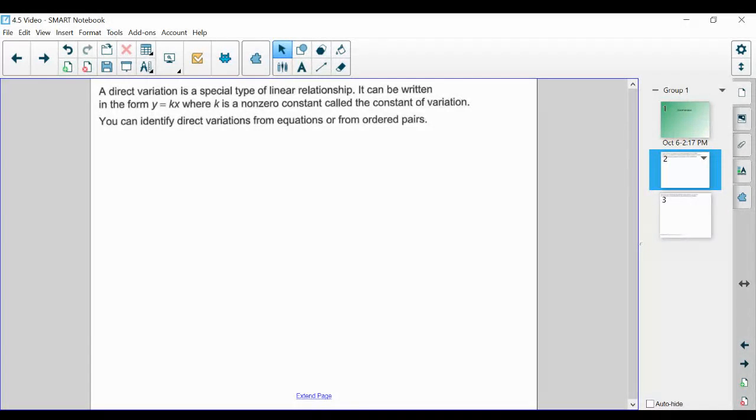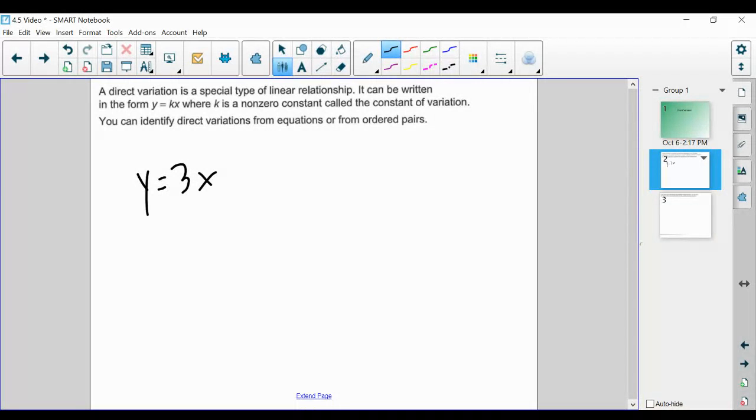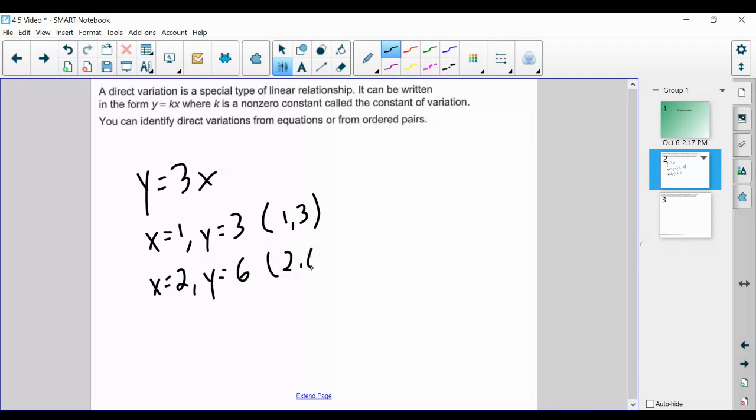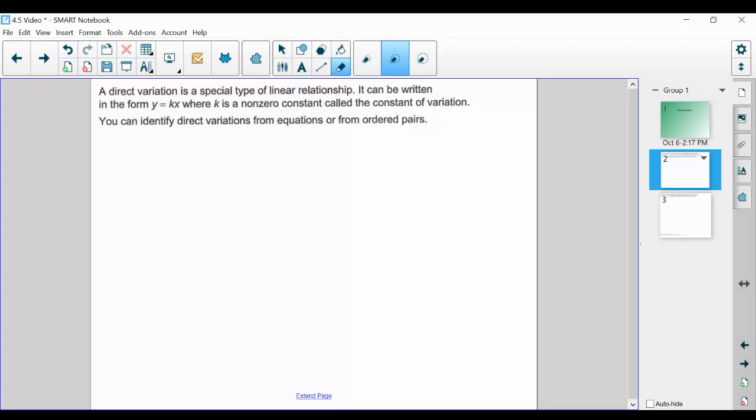If we think back to when we had y equals, I don't know, 3x, and we wanted to find some values, we would say, if x is 1, then y is 3. Therefore, we get 1 comma 3. If x is 2, then y is 6, and we get 2 comma 6. So on and so forth, right? So this was an example of direct variation. We've actually been working with it, but now we're going to formalize it.